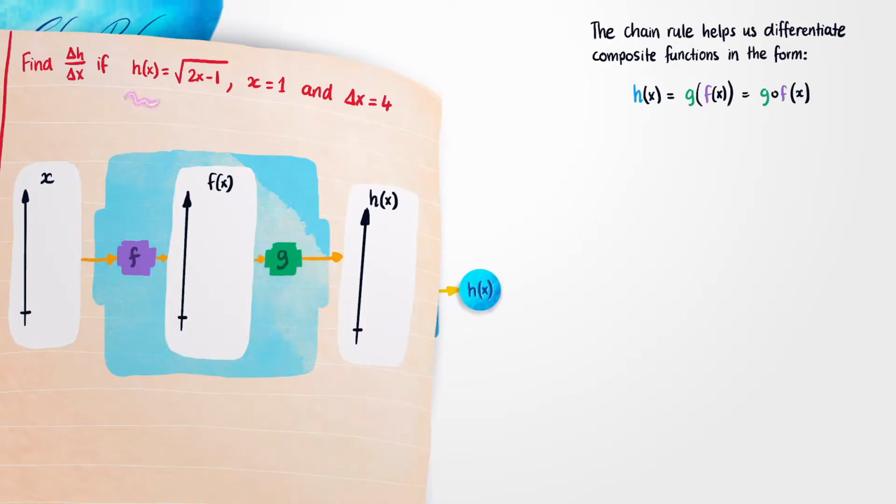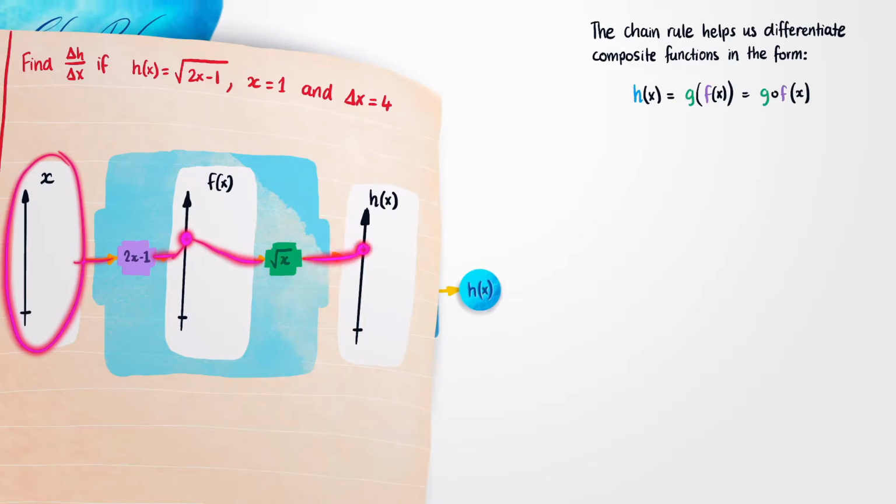So if you look carefully at this function over here, you'll notice that it is actually a composite function. The function on the inside is 2x minus 1, and then the function on the outside is root x. So for a bit of clarity here, we start off with some value of x, and then we put it through 2x minus 1 to get some random f of x value. After this, we can then take the square root of that value, and that will give us our value of h of x.